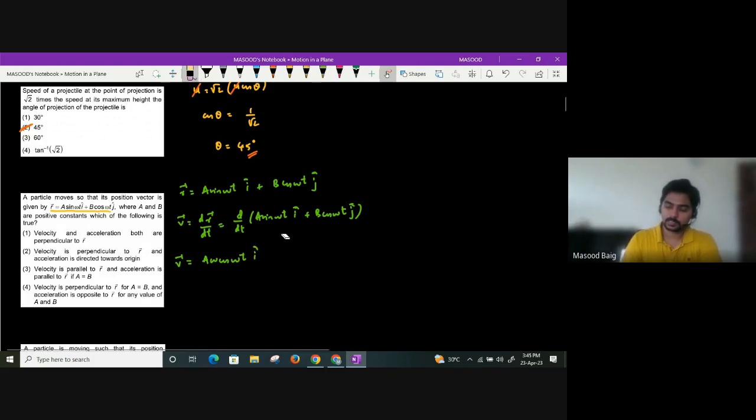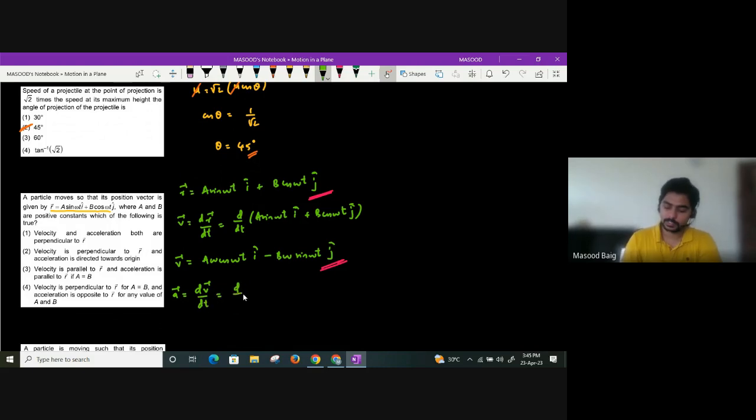So I'll get it as minus b omega sine omega t j cap. This was our position vector. This is our velocity vector. Because velocity is again varying with time, I can write acceleration as dv bar divided by dt. What will this become, beta?